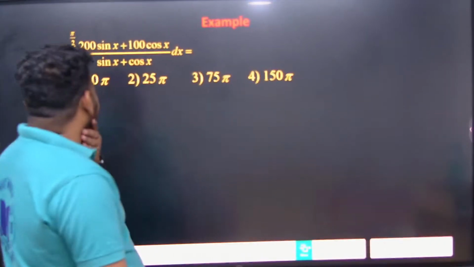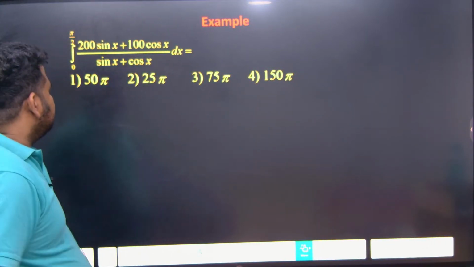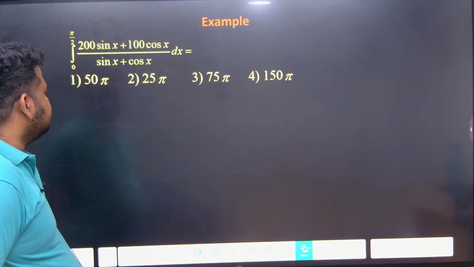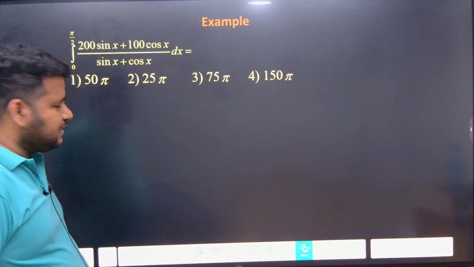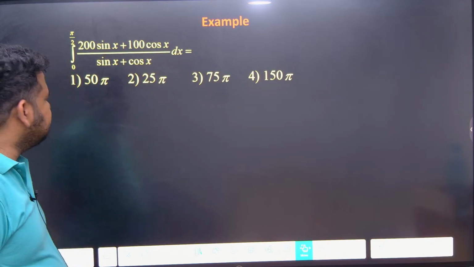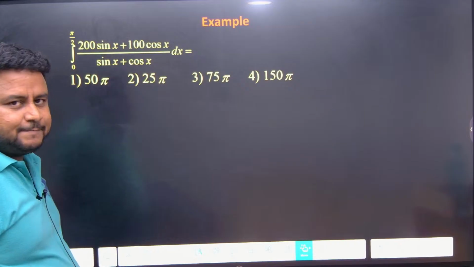So see here, they are given the integral from 0 to pi by 2 of (200 sin x plus 100 cos x) by (sin x plus cos x). So here they have given the limits 0 to pi by 2, that is, a is 0 and b is pi by 2. So let us apply King's rule.